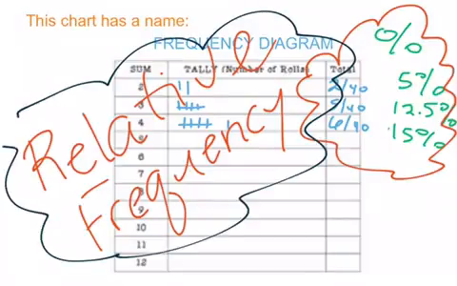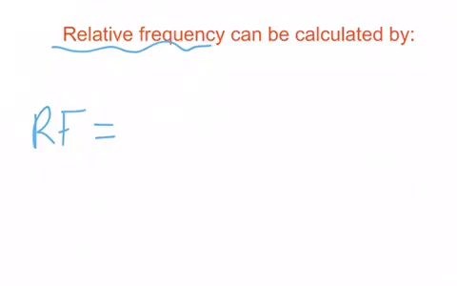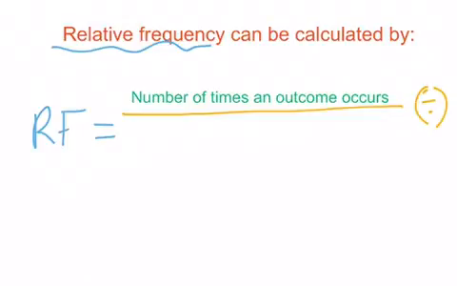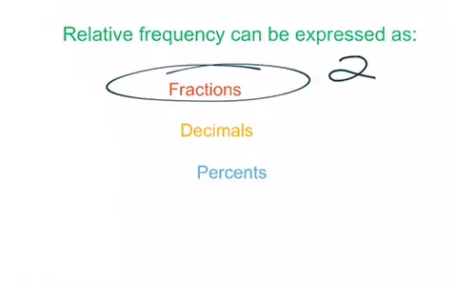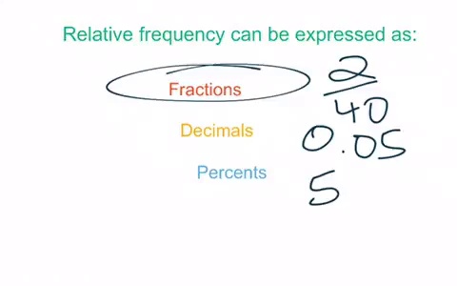So right back at the beginning of this video, I told you that we were going to be working on calculating relative frequency, which sounds like a fancy word, but it's really pretty simple. All we're doing is calculating relative frequency, or RF, by looking at the number of times an outcome occurs over, or divided by, the total number of trials that we've done. So relative frequency can be expressed as a fraction, 2 over 40, as a decimal, 0.05, or as a percent, 5%.